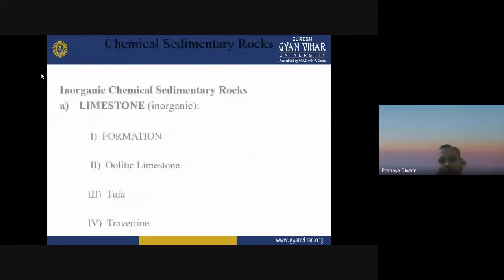Then you have chemical sedimentary rock. Inorganic chemical sedimentary rock, that is limestone. Then the formation of this one, how it forms, oolitic limestone.